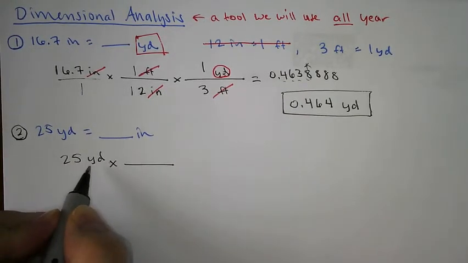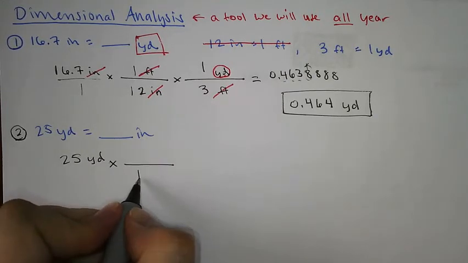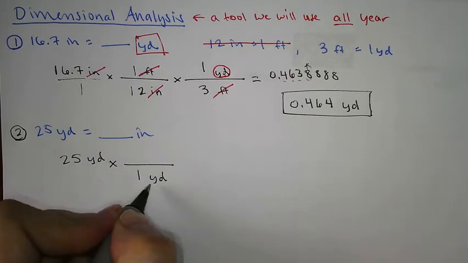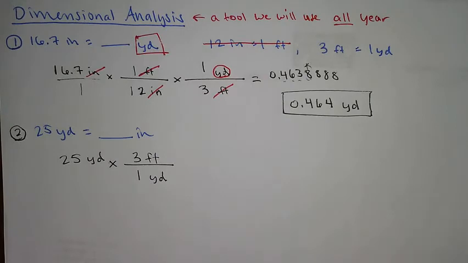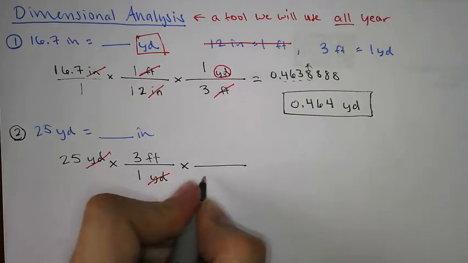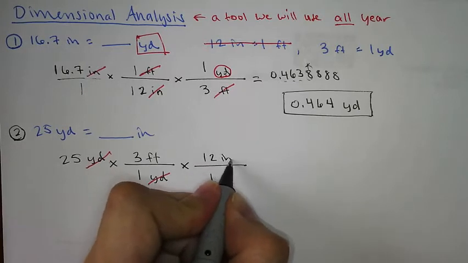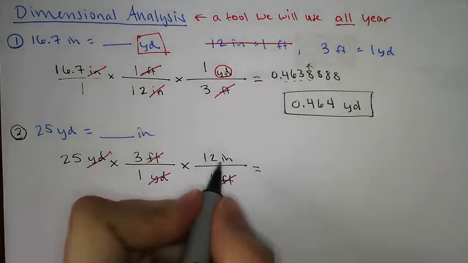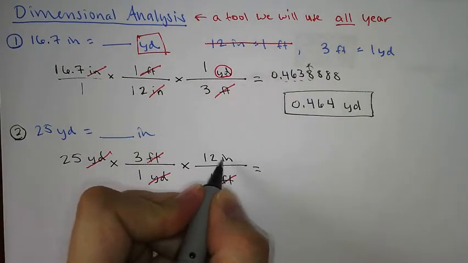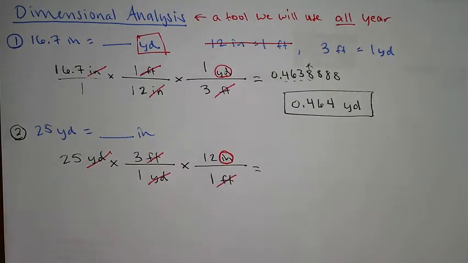I am only worried about getting rid of yards, and I'm not going to stop until I'm in units of inches. So for every 1 yard, putting on the bottom so it cancels, I know that's equivalent to 3 feet. All right, yards are gone. I'm not done yet, though. I need to get all the way to inches. So for every 1 foot, it's the same thing as 12 inches. All right. I know I've set it up correctly because my unit that I want is in the numerator. That's the only unit that's left. I get to keep 2 sig figs.